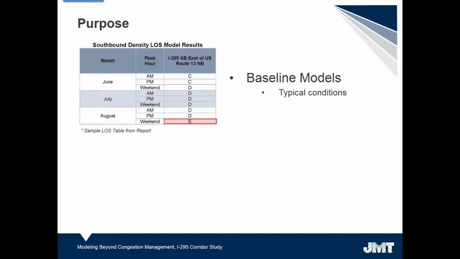And the same thing in the other direction. If you're coming from the north and going to do a weekend trip to the Delaware or Maryland beaches, then you most likely traveled along this corridor. So the level of service E on an August weekend was not surprising to us at all.